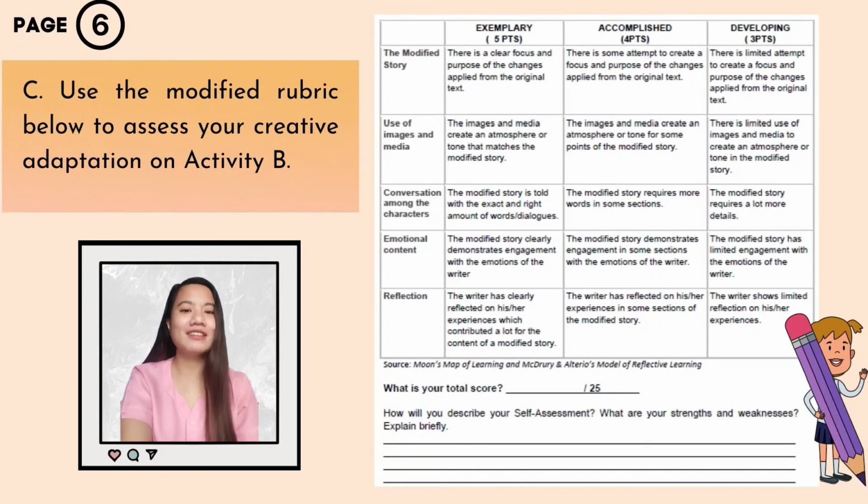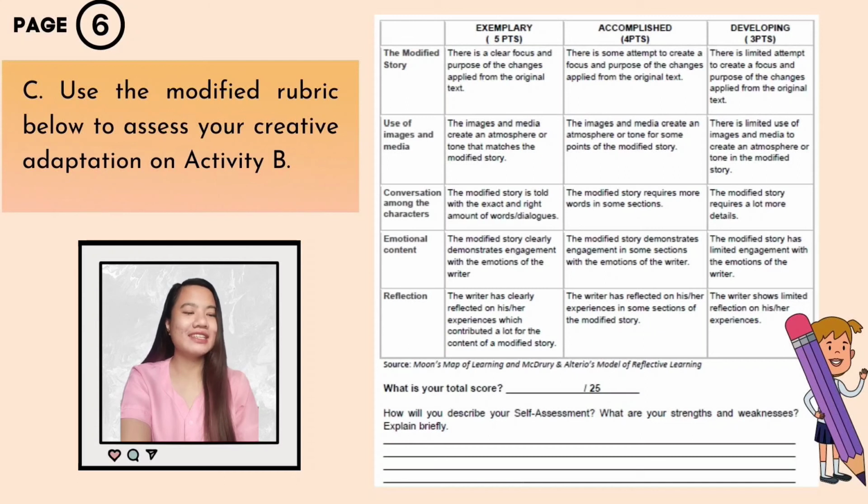Okay, so that is the rubric you're going to use. After assessing your own work, write your score on the space provided and don't forget to answer the questions. How will you describe your self-assessment? What are your strengths and weaknesses? By answering these questions and doing the self-assessment of a creative adaptation of a text through multimedia, you will be able to check your own work for the improvement of your creative adaptation.